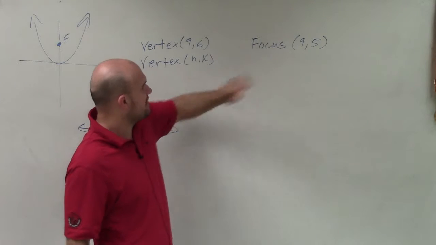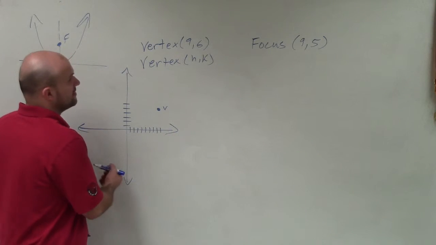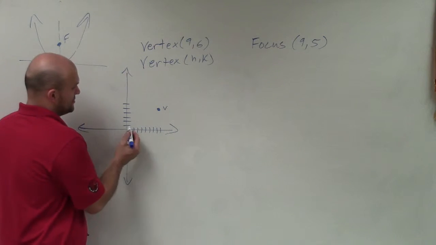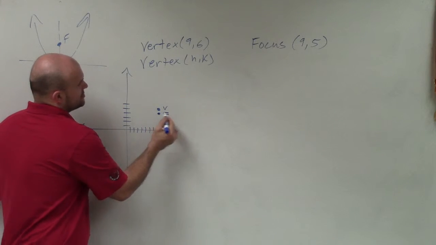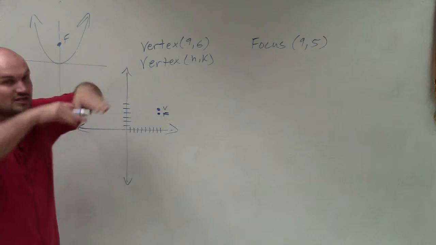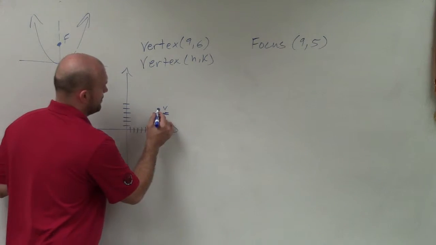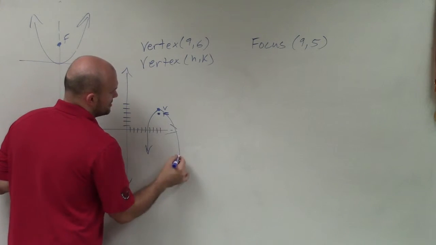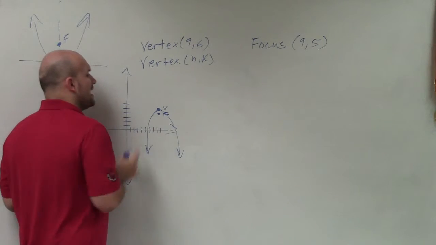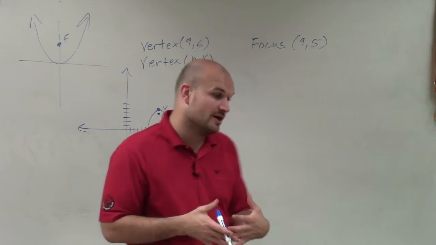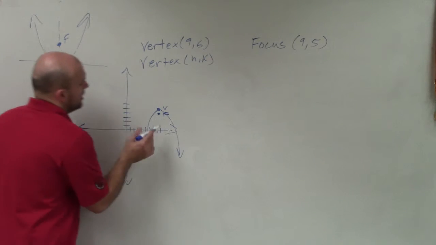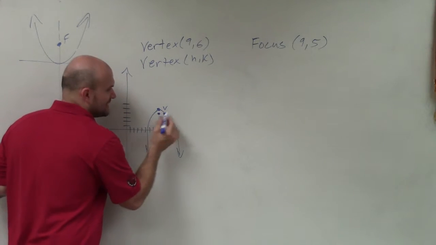So in this case, I plot my focus, which is positive (9, 5). So I go over 1, 2, 3, 4, 5, 6, 7, 8, 9, and then 5. So now you can see that my focus is going downwards. So therefore, it's going to look something like this. All right. Now, it's very important for us to determine, okay, so my focus is going down. Well, that's going to be the value of p.